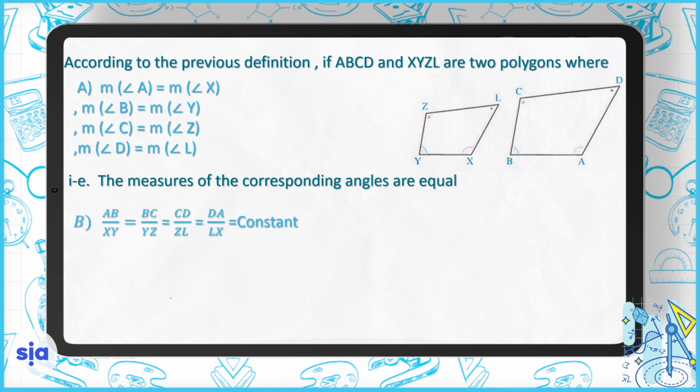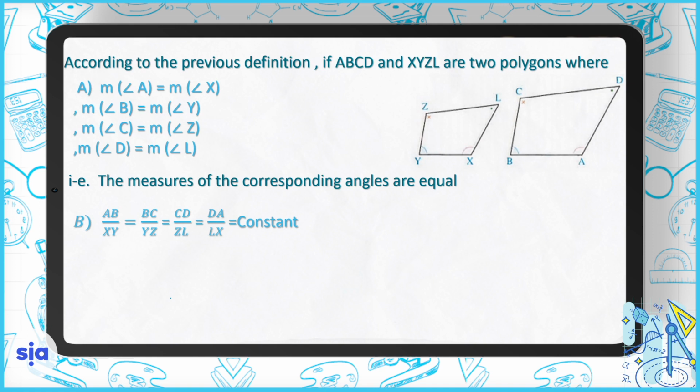The second part: AB divided by XY. If you check the names, it's ABCD and XYZL, so the same order: the first two letters over the first two letters, the second two letters over the second two letters, the last two letters over the last two letters, the first letter with the last letter over the first letter with the last letter. Which is AB over XY equals BC over YZ, CD over ZL equals DA over LX, which is equal to a constant.